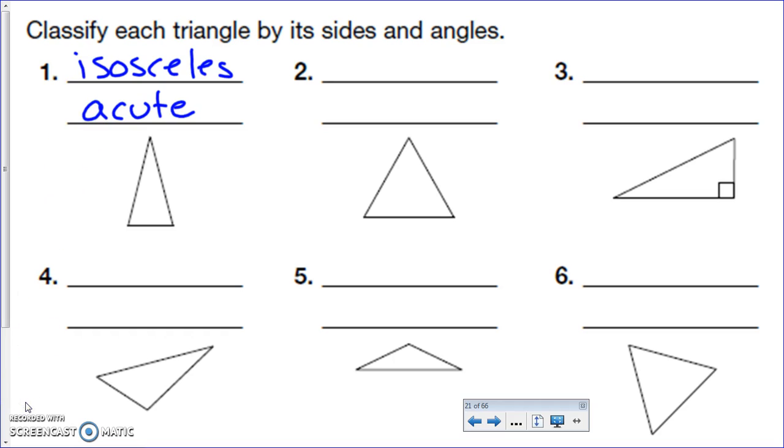For number 2, all three sides are the same length, so it's equilateral. And all three angles are less than 90 degrees, so we know it's acute. For number 3, if we look at the sides, all three sides are different lengths, so it's scalene. And we know for angles that we have one right angle because it put the right angle 90-degree box in the corner. So we know it's a scalene right triangle.